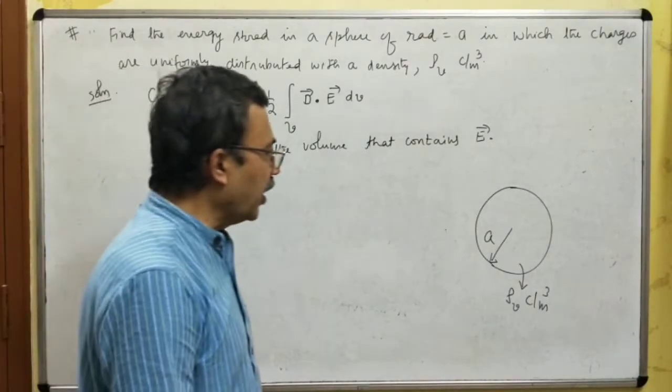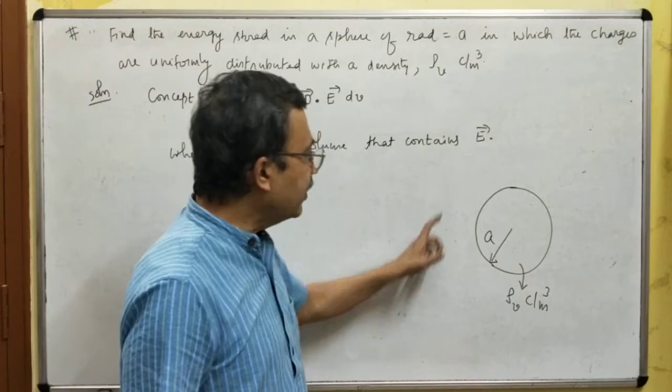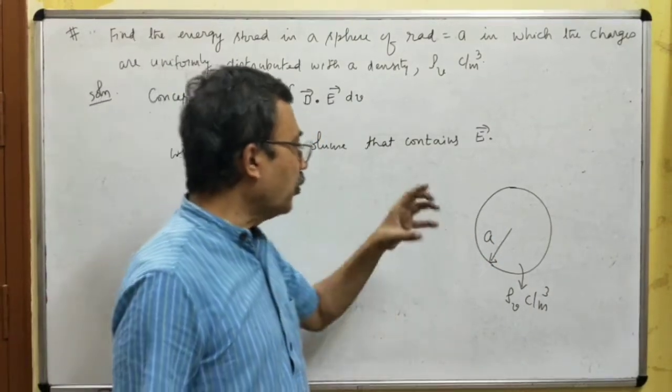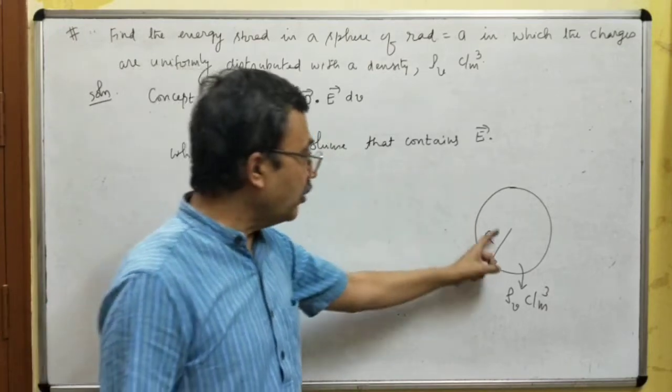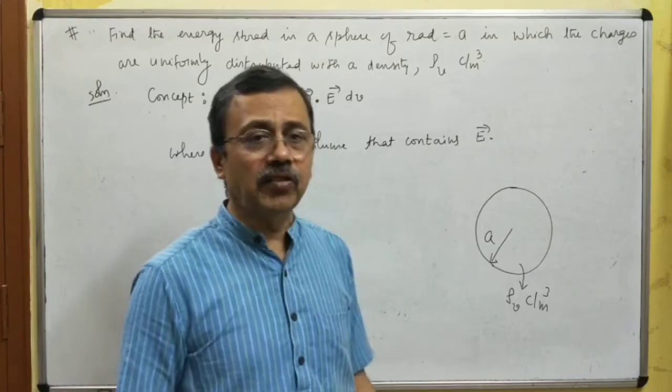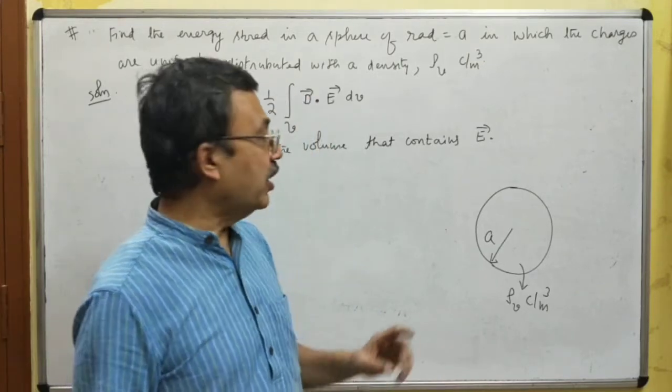Now electric field intensity is present inside the sphere as well as outside the sphere. Therefore, we have to find energy stored inside the sphere and energy stored outside the sphere. Then we have to add these two energies to get the total energy stored in the system.